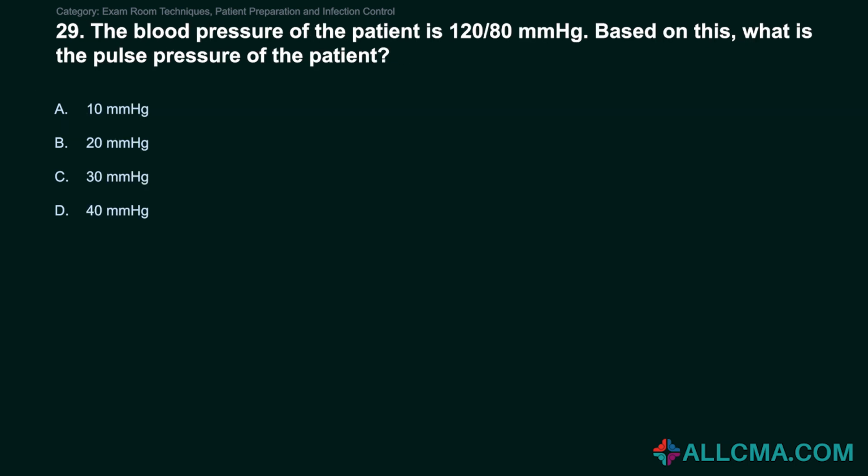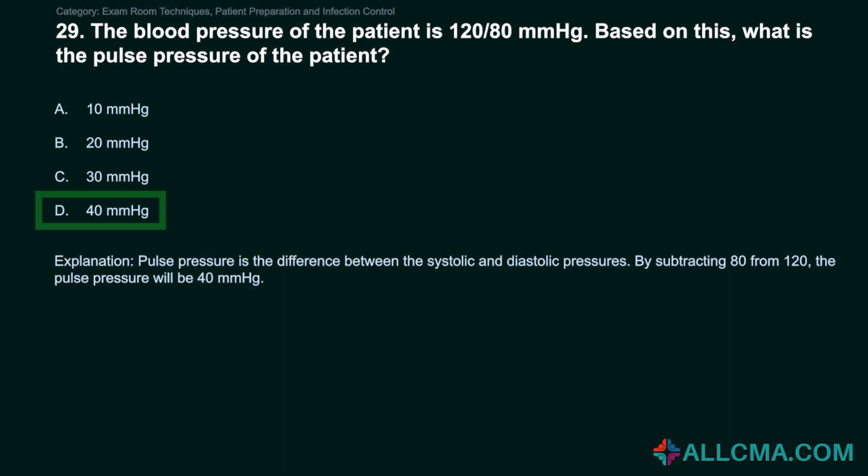29. The blood pressure of the patient is 120/80 mmHg. Based on this, what is the pulse pressure of the patient? A. 10 mm of mercury. B. 20 mm of mercury. C. 30 mm of mercury. D. 40 mm of mercury. Correct answer, D. 40 mm of mercury. Pulse pressure is the difference between the systolic and diastolic pressures. By subtracting 80 from 120, the pulse pressure will be 40 mm of mercury.